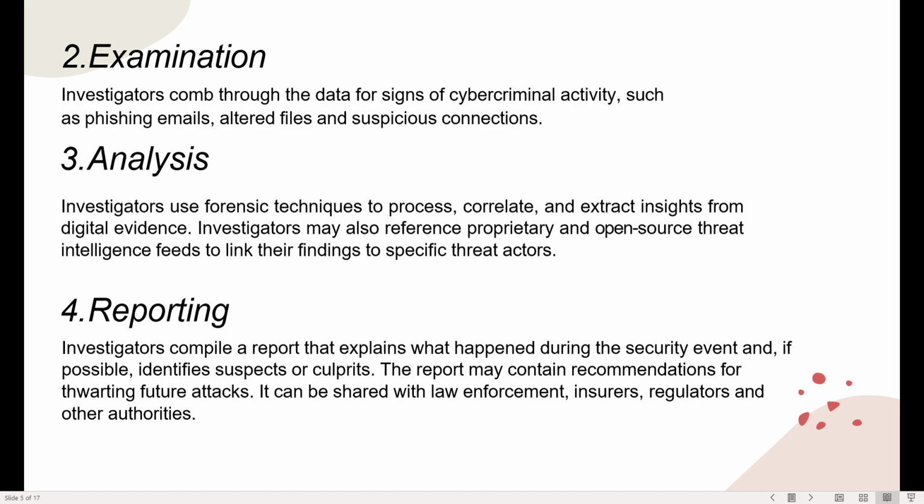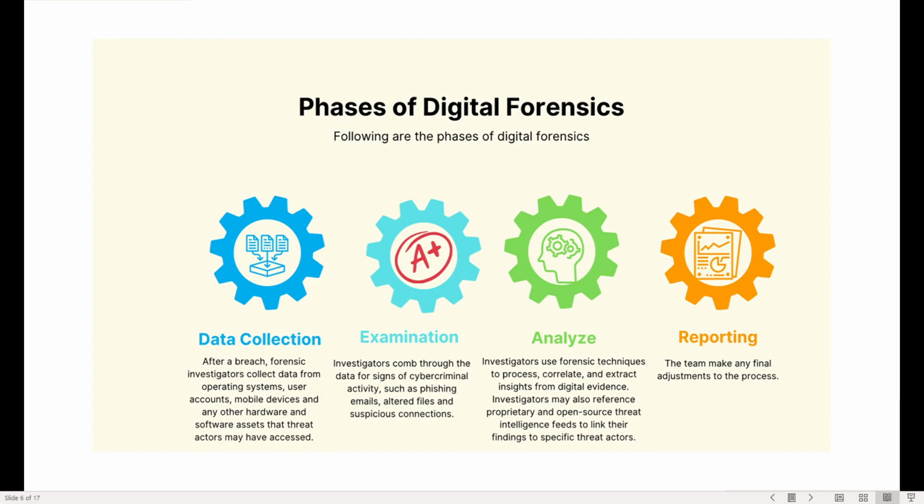Reporting. The investigator compiles a report. In this process, they make a report on how the malicious actor might have entered the system, how it affected the system, and how they left the system. So they make a full report of how the attack might have happened. And these are the phases of digital forensics that we have discussed.